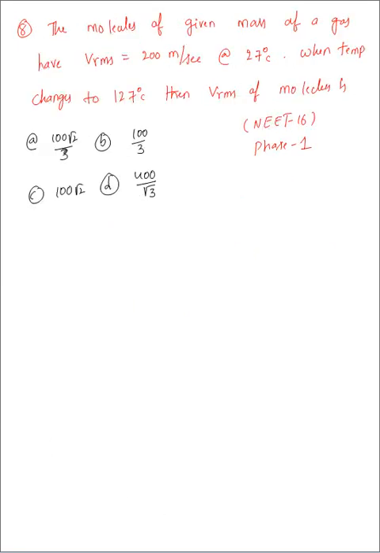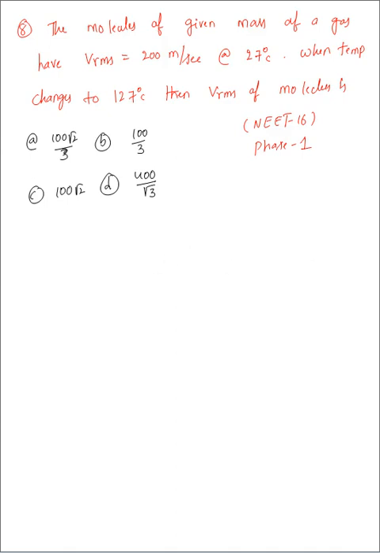In this question, what they are asking is: the molecules of a given mass of a gas have VRMS equal to 200 meters per second at a temperature of 27 degrees. When the temperature rises to 127 degrees Celsius, then VRMS, the mass is kept constant. They are just changing the temperature from 27 degrees Celsius to 127 degrees Celsius. Option A they gave 100 by root 2, option B 100 by 3, option C 100 by root 2, option D 400 by root 3.